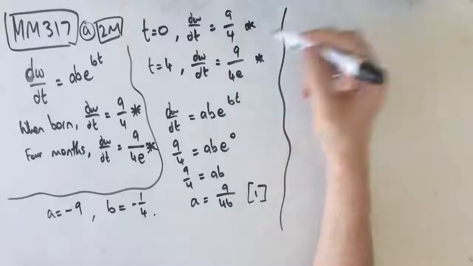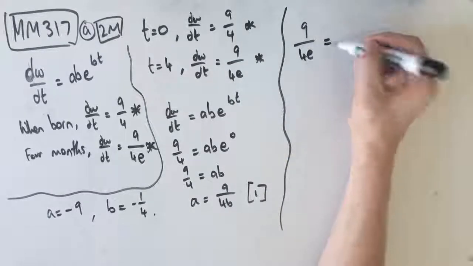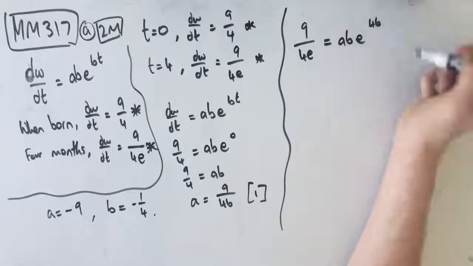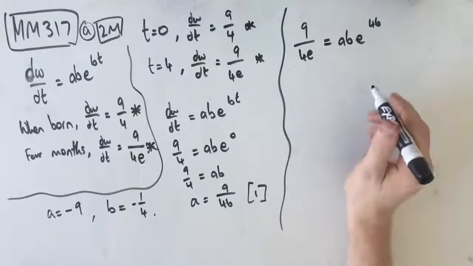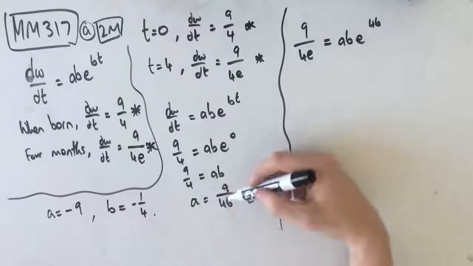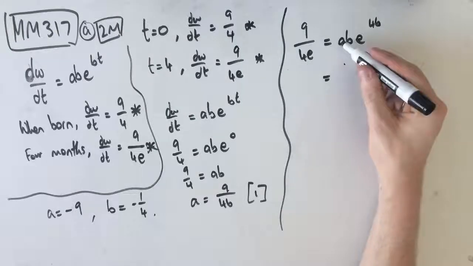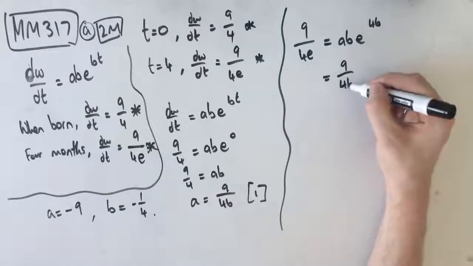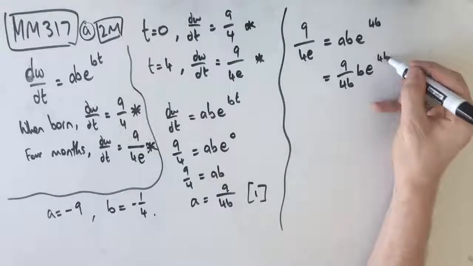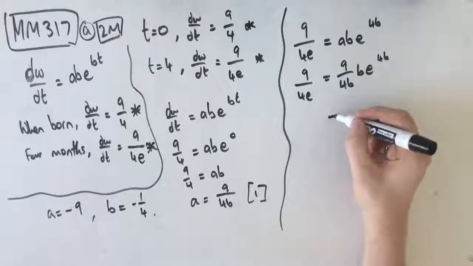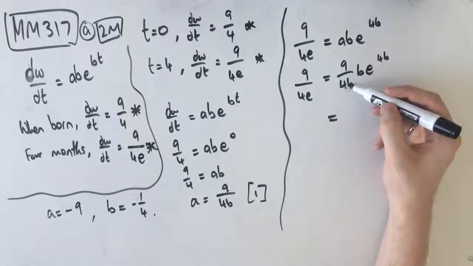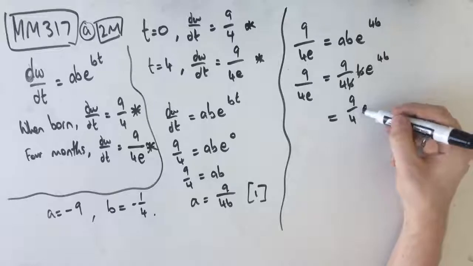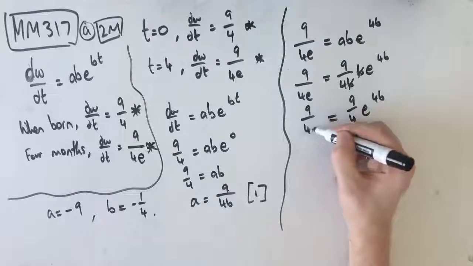So we know that dW/dt is 9/4e when t equals 4. So we know a b e to the 4b, because t is 4 and b is just b. But we know that a is equal to 9/4b, so we can substitute a into this value here. So 9/4b times b e to the 4b equals 9/4e. Now this b and this b can actually cancel, because we've got times b and then we're dividing by b. So what happens is we get 9/4 e to the 4b equals 9/4e. Cool.